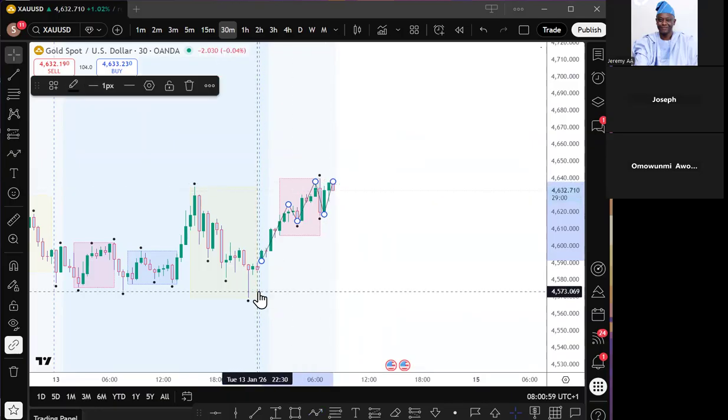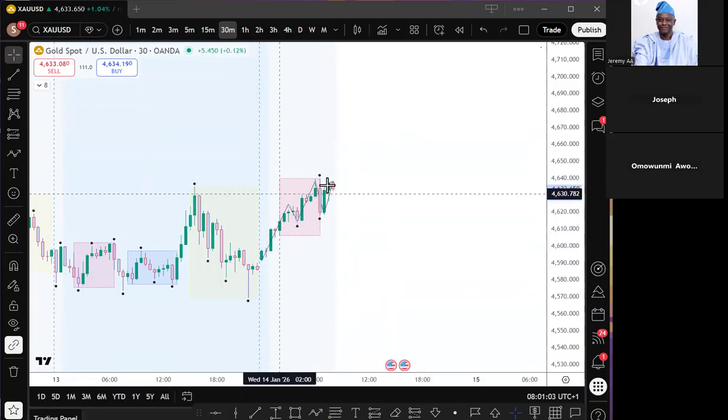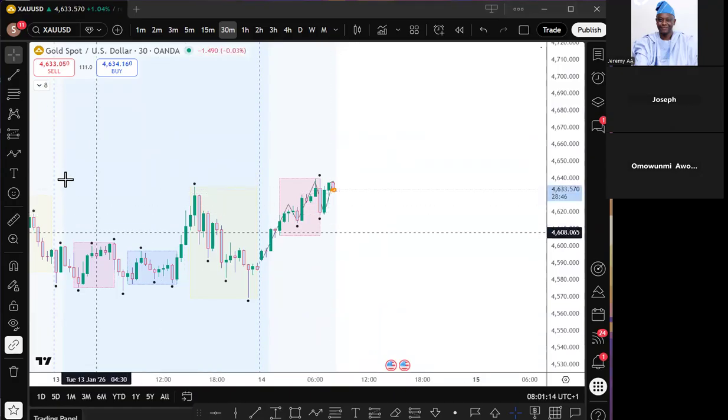So what did price do overnight? So price is trending upwards. We can see that it's trending upwards. Where is price now? So price is right here. Okay. Next question is, what must I see price do before I take a trade?